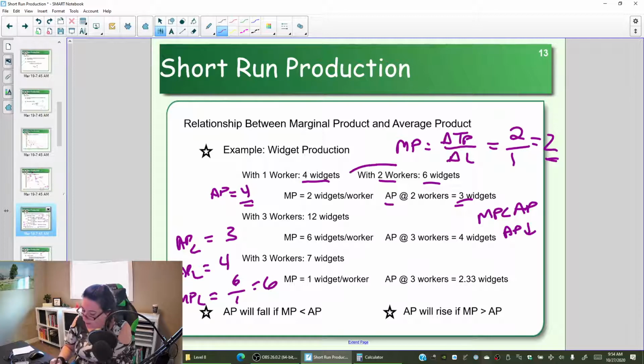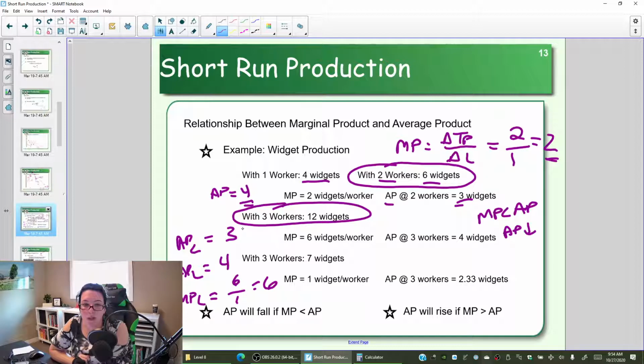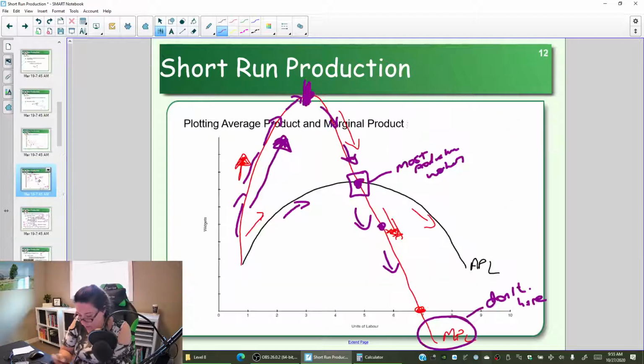So notice when we go from having 2 workers making 6 widgets to 3 workers making 12 widgets, the average went from 3 to 4. The average product went up because we hired that 3rd worker, and they added 6 widgets, which is more than the average, which makes the average go up. So we can see it in the calculations here. You can see it in the graph. If you can figure out what's happening on the margins, you know what will happen to the typical worker.